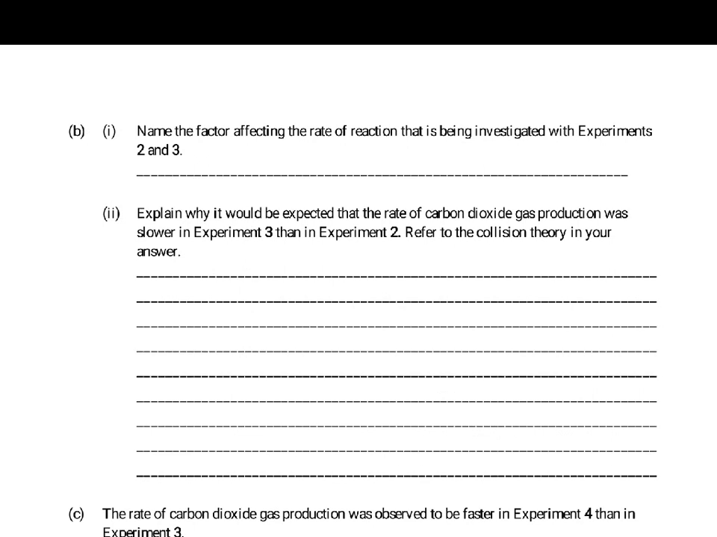Okay, part 2, name the factor affecting the rate of reaction that has been investigated with experiments 2 and 3. So if you go back to your table, the thing that is different is the volume of HCl and the volume of water. Okay, so whenever you're changing the volume of the chemical, what you're doing is you're either diluting it or increasing the concentration. So because one of them has more water than the other, the factor we're doing is concentration.